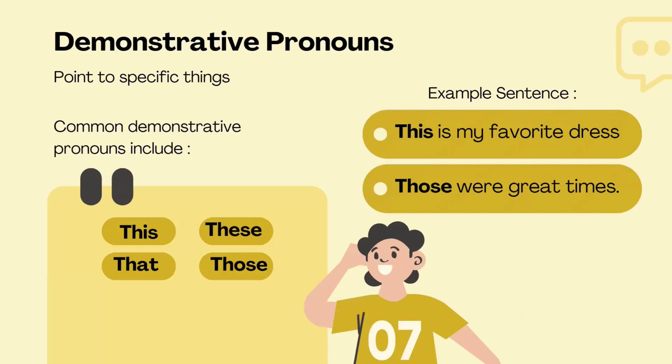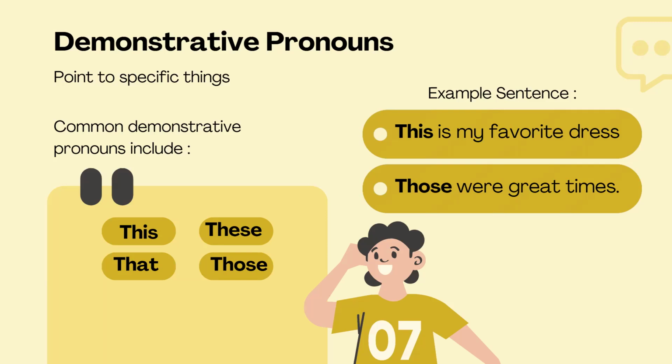Now let's move on to demonstrative pronouns. Demonstrative pronouns point to specific things, showing which one it is. The common forms of demonstrative pronouns are this, that, these, those. For example, this is delicious. Well, in this sentence, maybe the thing is very near to you in time or space, which is in singular form.